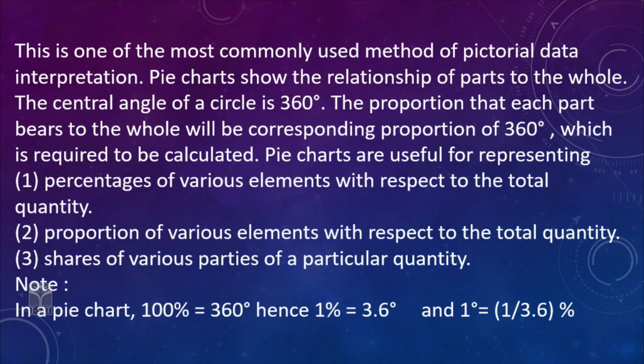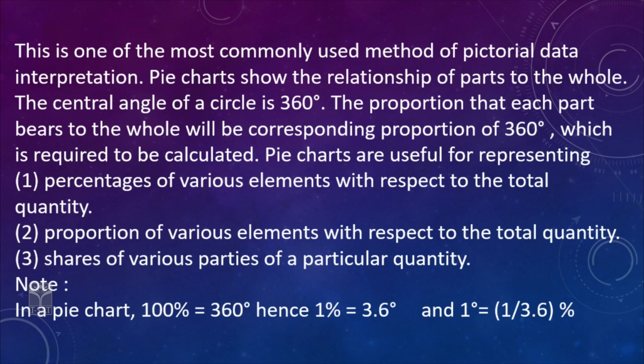The central angle of a circle, as you know, is 360 degrees. The proportion that each part bears to the whole will be the corresponding proportion of 360 degrees, which is required to be calculated. Pie charts are useful for representing the percentage of various elements with respect to the total quantity, and the proportion of various elements with respect to the total quantity.